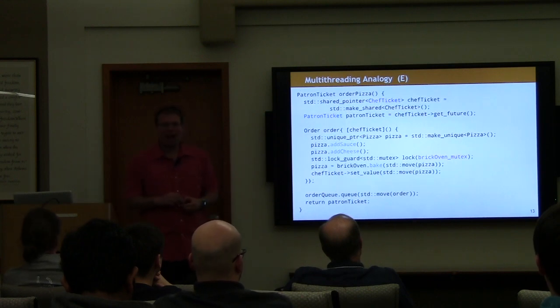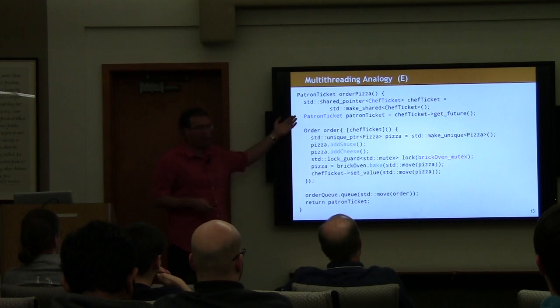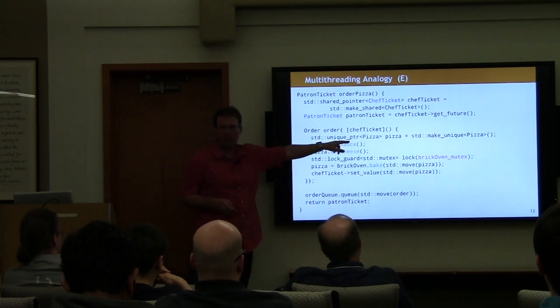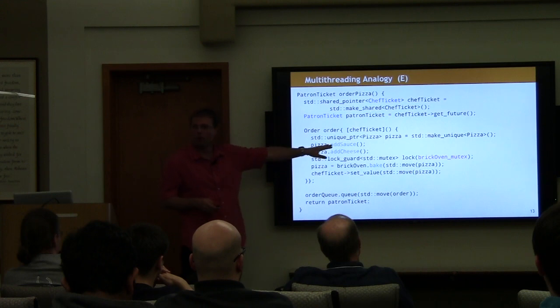But then we get to how to actually order a pizza. I have this code where I have a chef ticket that I create. I use a shared pointer because I don't want to make this lambda non-copyable. If I were to capture by move, it would be non-copyable. That can sometimes be an issue, but that's an implementation detail.